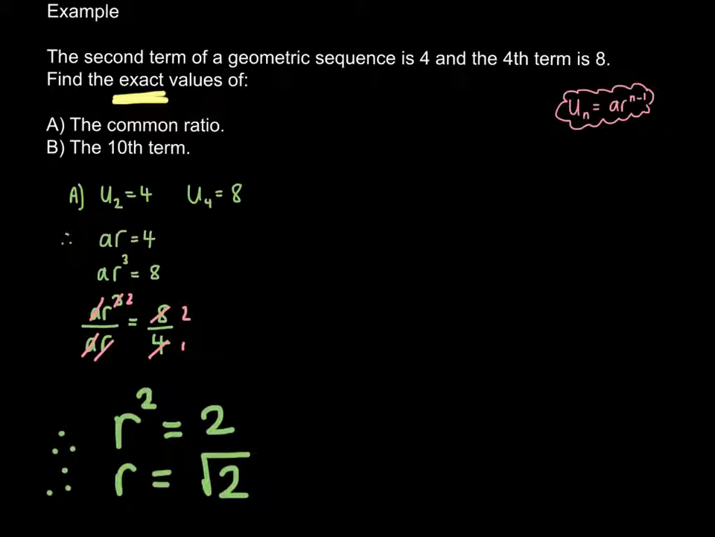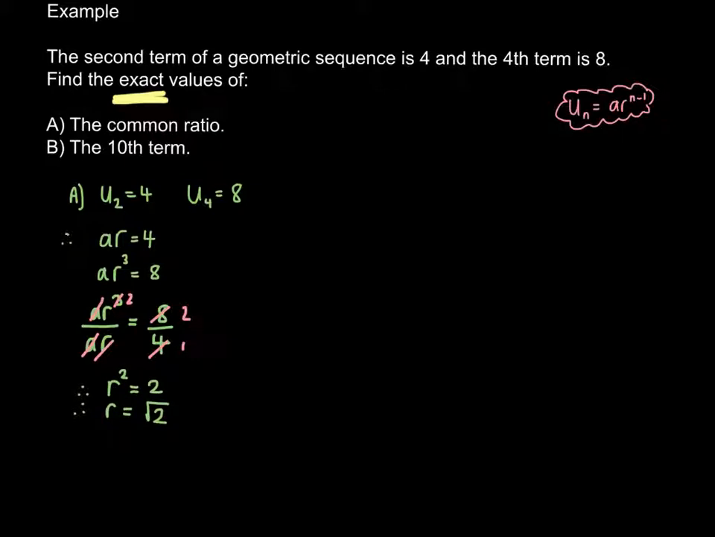That goes back to the question where it asked us to work out the exact value. Exact values tend to be surds. Now technically, we have got plus or minus root 2. Because if I start my second term and multiply it by negative root 2, it would take me to a negative, and then negative root 2 again would take me to a positive 8. Again, if it was positive root 2, from the second term being positive, the third term is positive, the fourth term is positive. So technically it should be plus or minus root 2, but we're just going to keep it simple, and take our common ratio as being root 2.